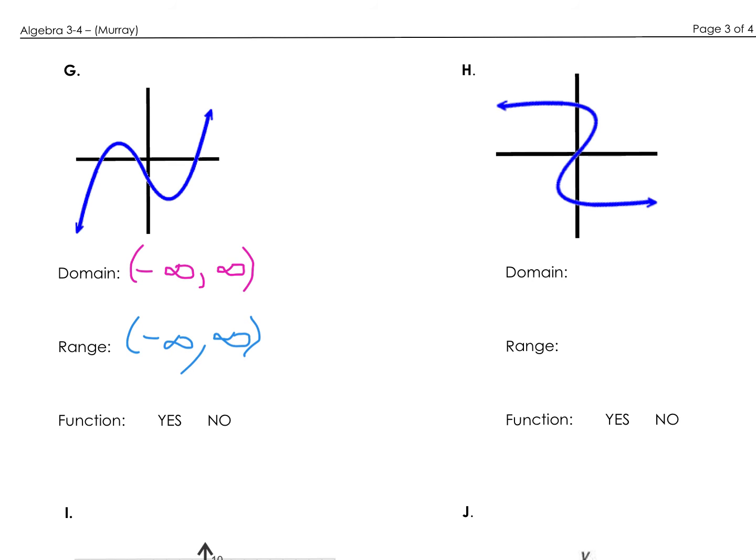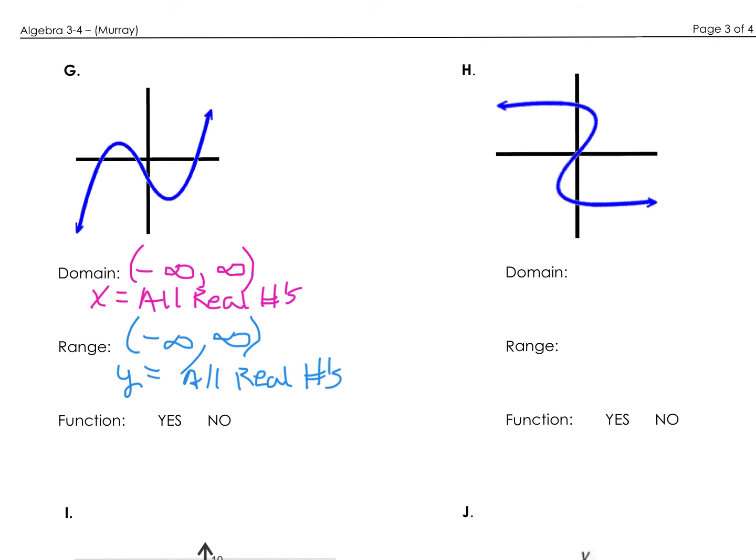So those are your set notations, and what this means is that my domain is the set of all real numbers because it's from negative infinity to positive infinity, and same thing with the range. So let's write that in here as well. X is equal to all real numbers. And over here, y is equal to also all real numbers.